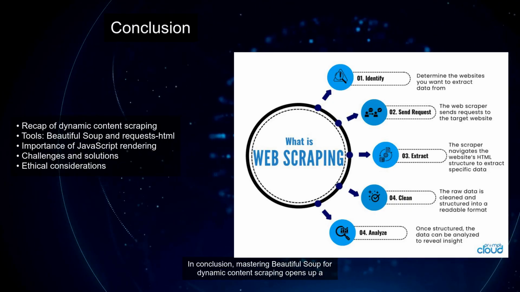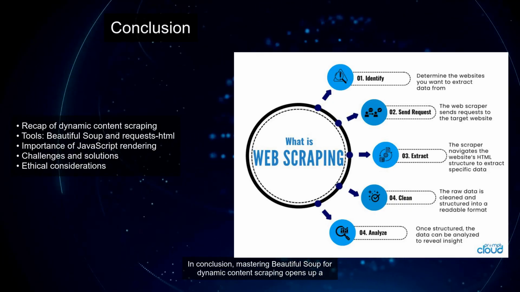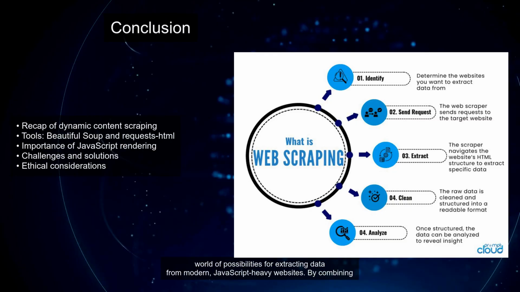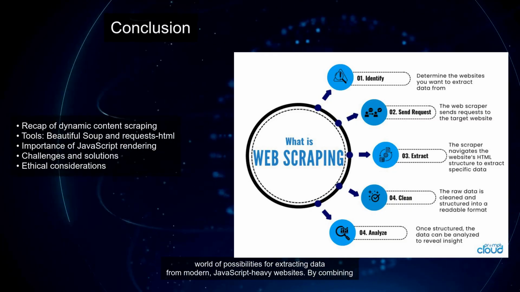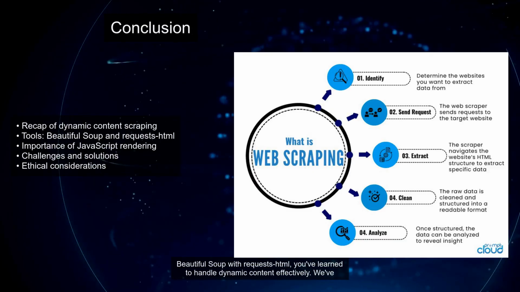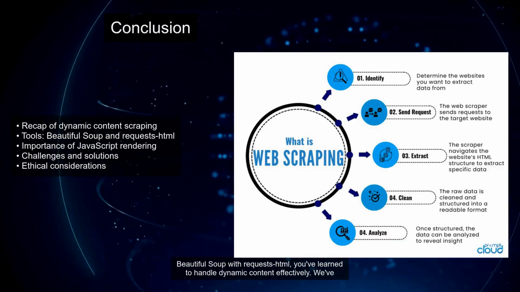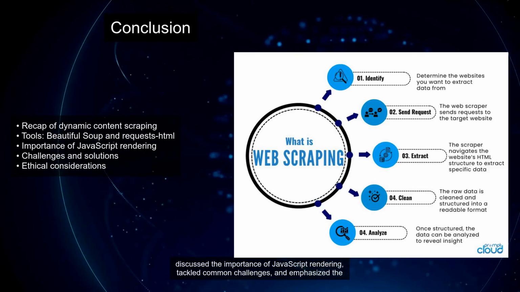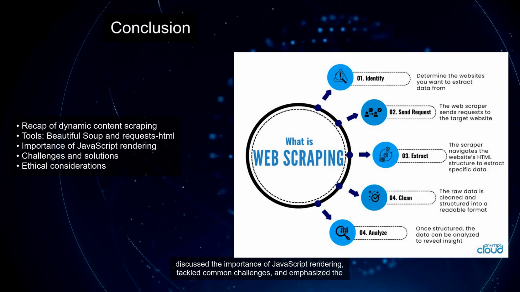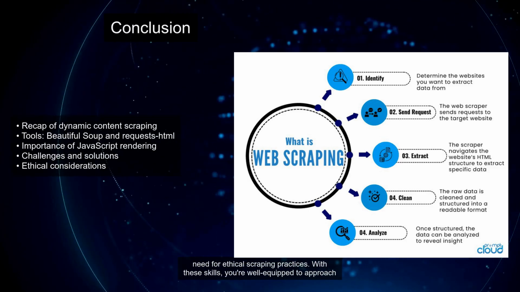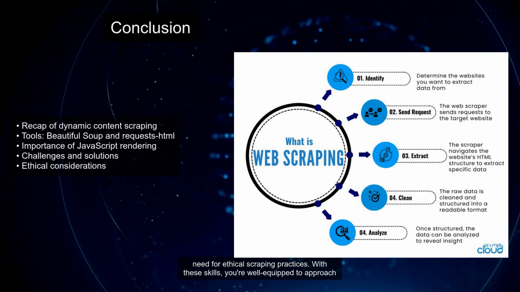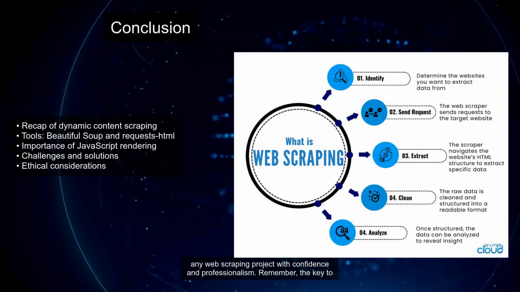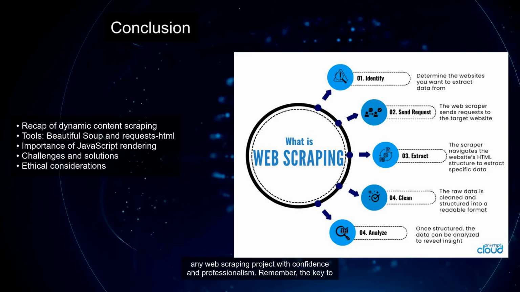In conclusion, mastering Beautiful Soup for dynamic content scraping opens up a world of possibilities for extracting data from modern, JavaScript-heavy websites. By combining Beautiful Soup with requests HTML, you've learned to handle dynamic content effectively. We've discussed the importance of JavaScript rendering, tackled common challenges, and emphasized the need for ethical scraping practices. With these skills, you're well equipped to approach any web scraping project with confidence and professionalism.